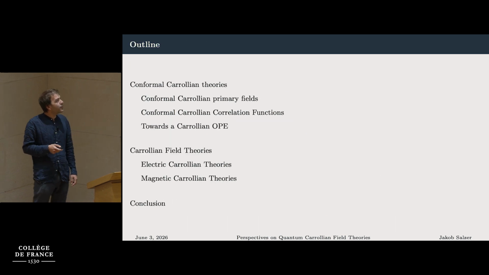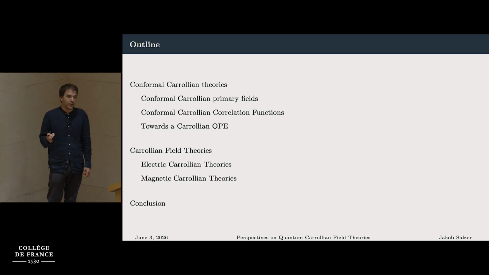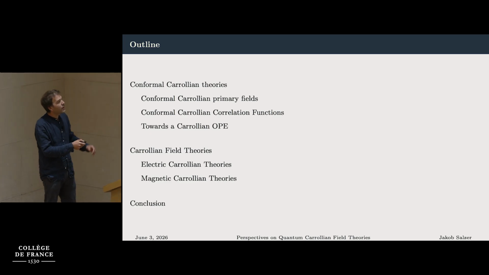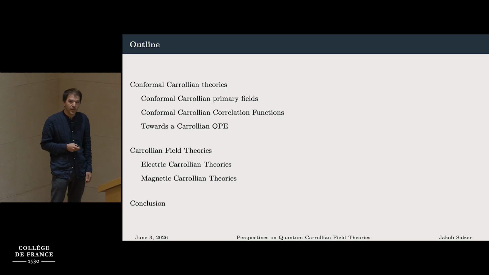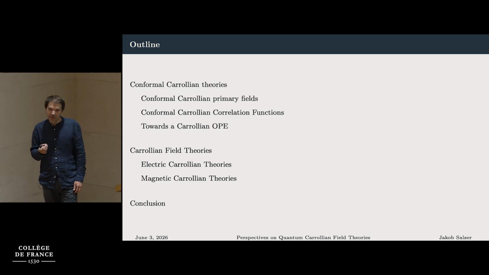So here's the outline of my talk. First, I will discuss these conformal Carrollian theories just by using symmetry principles. And I will go through the things that you would usually do if you start to learn about conformal field theories, just usual Lorentzian or Euclidean conformal field theories. Namely, you study the basic fields, correlation functions, and try to understand what the OPE is. But then, as I said, we're not able to find simple models to test these predictions that we make here.